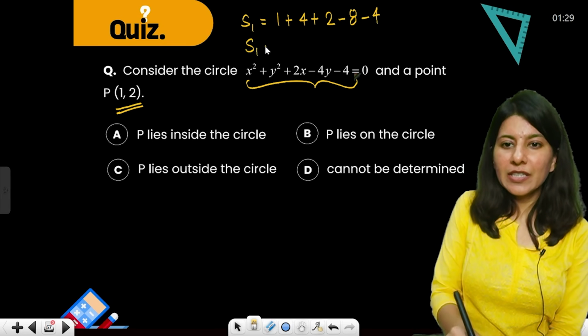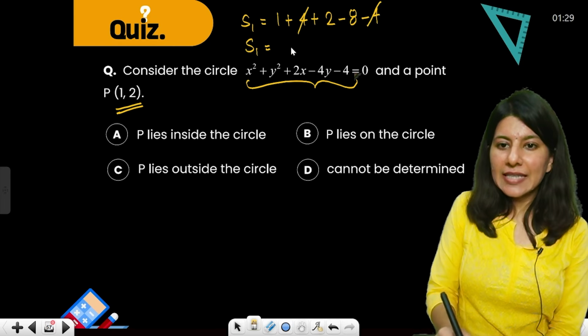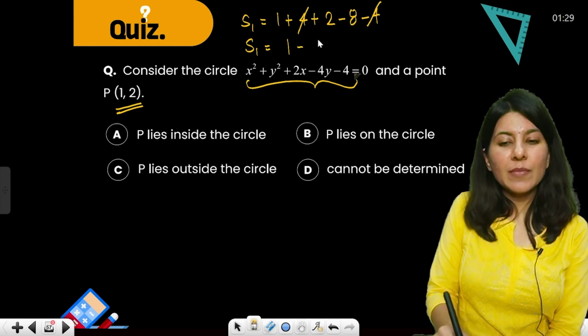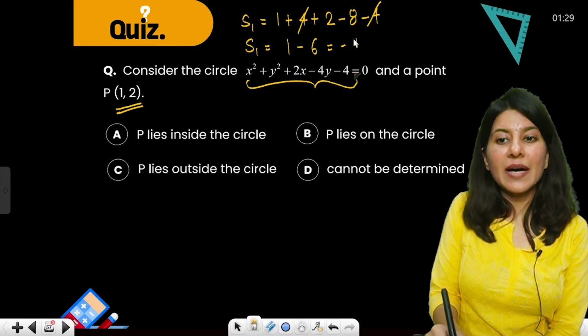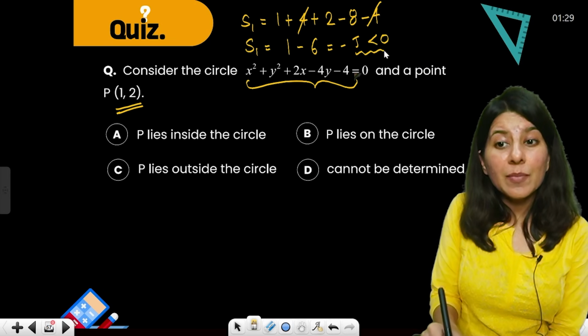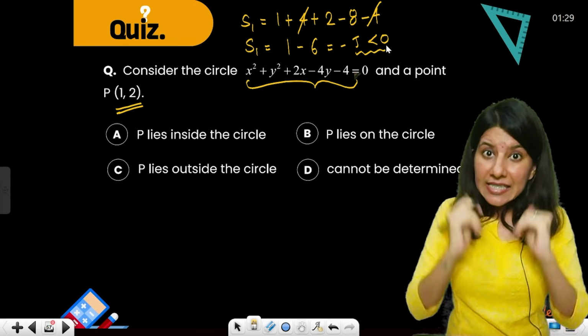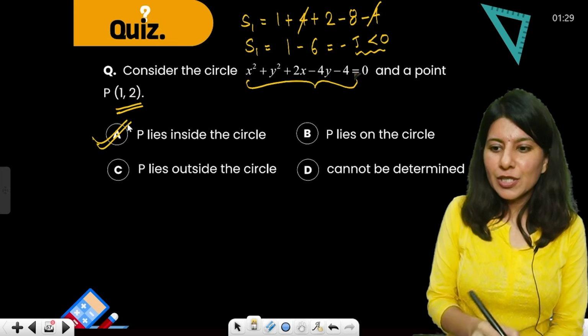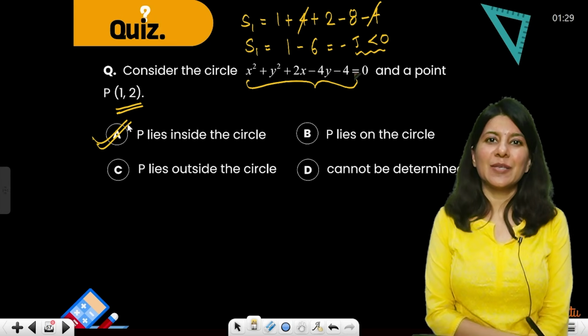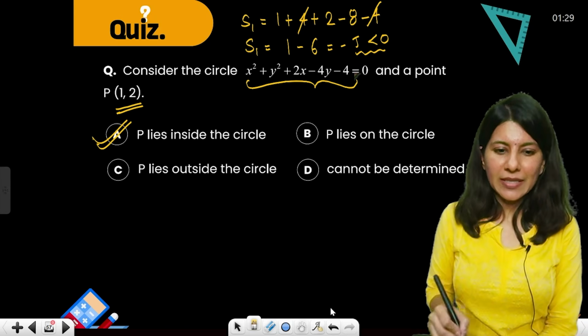Now let's solve it out. 4 cancels, and 1 and 2 minus 8 is minus 6. So this is minus 5. Minus 5 is a negative number. The negative sign indicates that it is lying inside the circle. So option A is absolutely right. As simple as that. Very basic question, right?